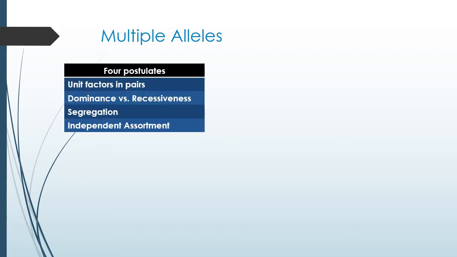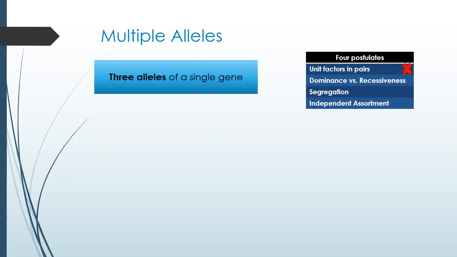Let us move on to another type of non-Mendelian inheritance pattern, the occurrence of multiple alleles. It should be obvious, based on its name, multiple alleles, that among the four postulates, it does not follow the occurrence of unit factors in pairs. We will delve deeper into that in a short while. Unlike in Mendelian inheritance, wherein a gene comes in the form of two alleles, in the case of multiple alleles, a single gene comes in the form of three alleles.